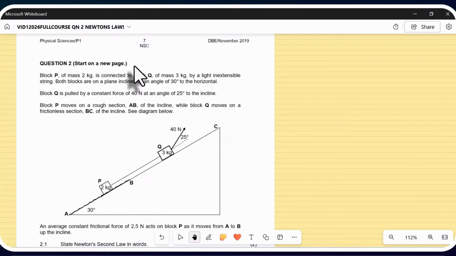All right. So this is November 2019, question 2. Block P of mass 2 kilograms is connected to block Q of mass 3 kilograms by a light inextensible string. Both blocks are on a plane inclined at an angle of 30 degrees to the horizontal. Block Q is pulled by a constant force of 40 newtons at an angle of 25 degrees to the incline. Block P moves on a rough section AB of the incline, while block Q moves on a frictionless section BC of the incline. See diagram below.